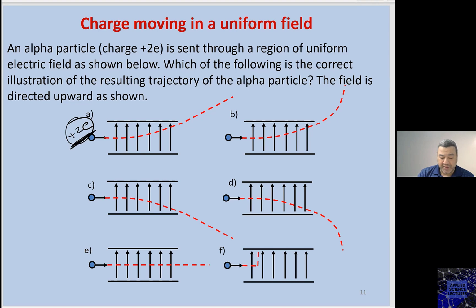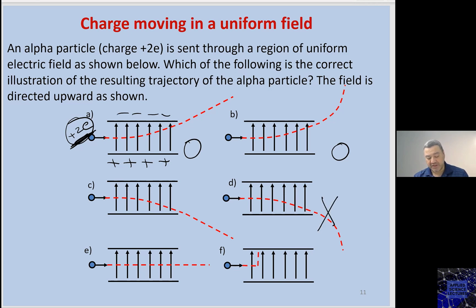We can see that this is a positive charge. This positive charge will be attracted toward the negative plate of the capacitor. We know that the electric field starts from the positive and goes toward the negative. So this deflection upward is the correct one. So in this case, it will be either this, this; this one is wrong.